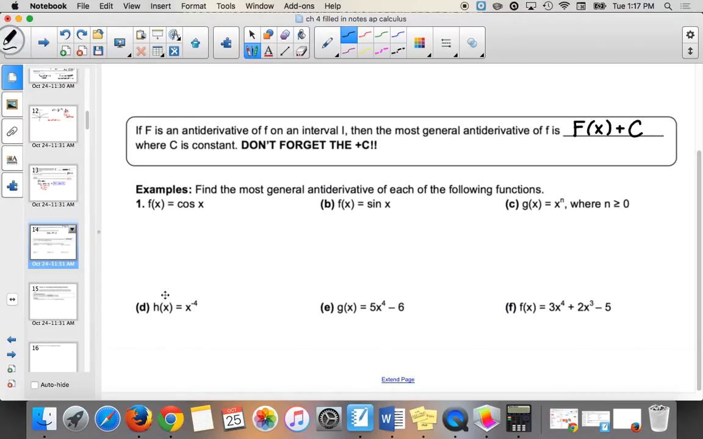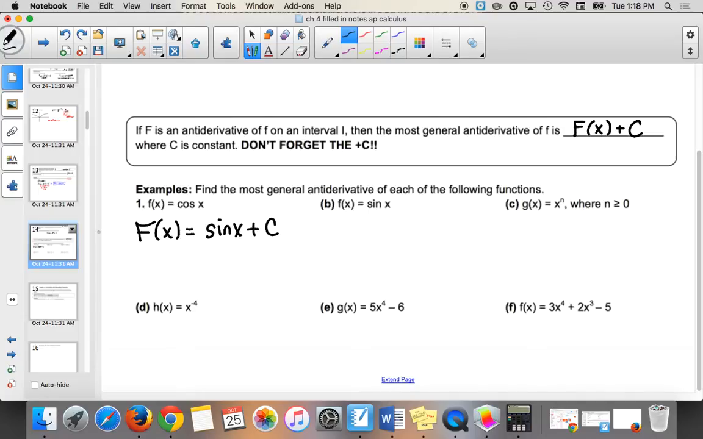Alright, so find the most general antiderivative of each of the following functions. So if you have cosine of x, it's hard, you really have to know your derivatives, because now we're going to go backwards, right? So what do you take the derivative of in order to get cosine? Yeah, so you say capital F of x equals sine of x plus C.